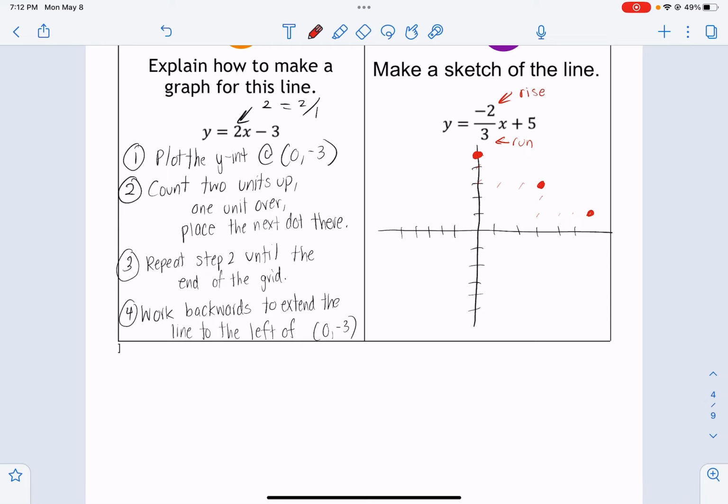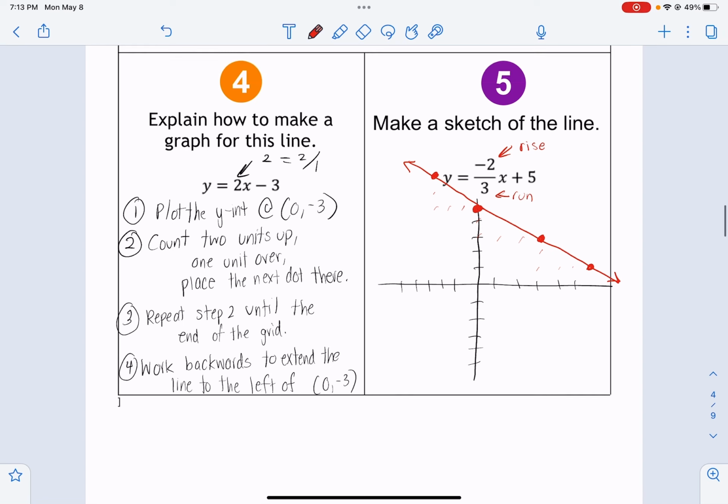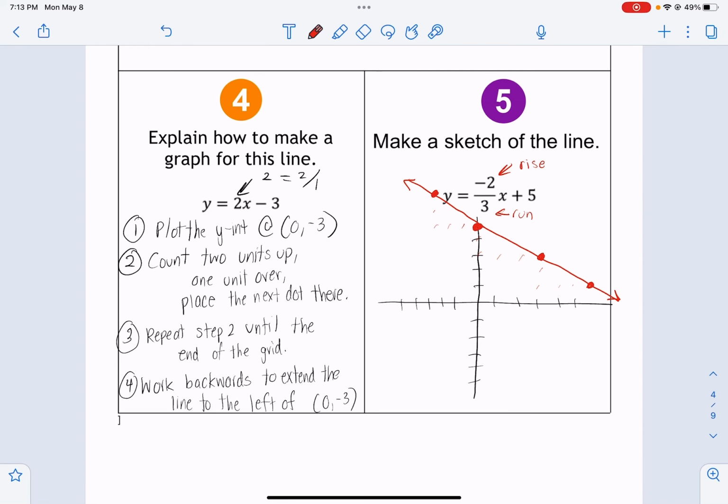We'll also do one on the other side. I don't have a ton of room on this side, but it'll be something like this. And then you can make a line connecting those points. You start at your y-intercept and use your rise over run to find more points from there. And that is your quick tutorial on graphing using y = mx + b.